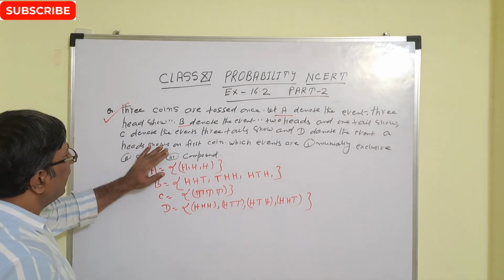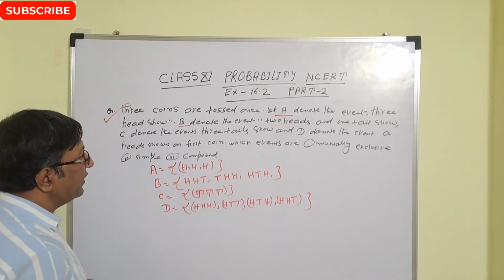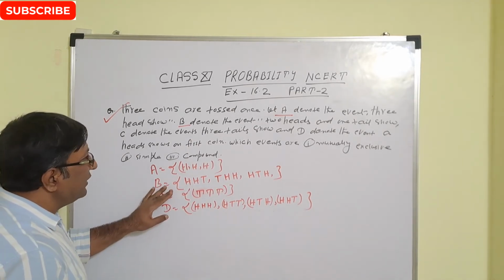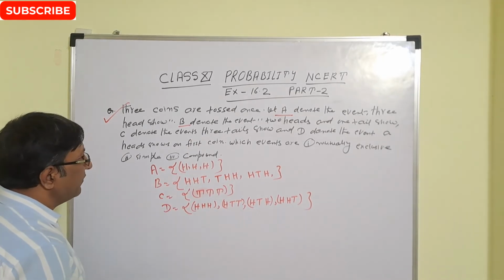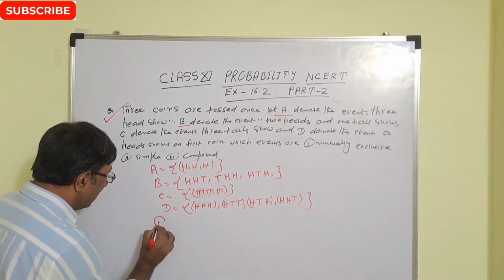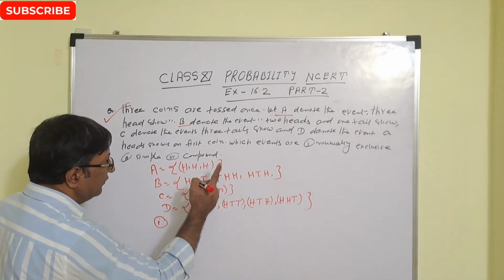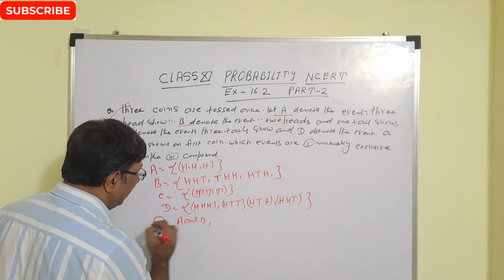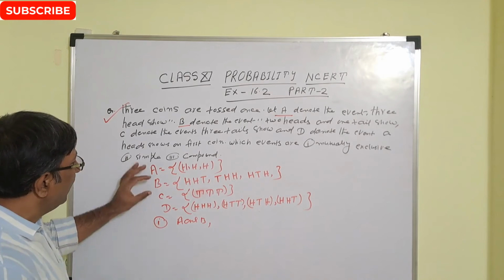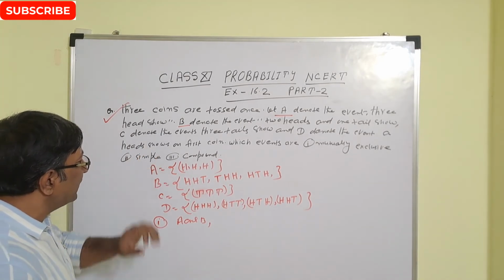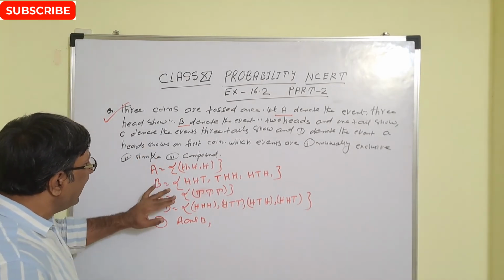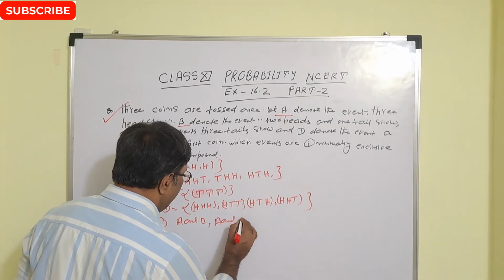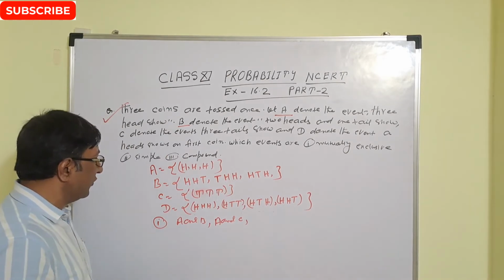So here a head shows on first one. Which events are mutually exclusive? Now you see A and B have no common. So A and B are mutually exclusive. So A and B, because A and B have no common, these are mutually exclusive. Again you see A and C. So A and C also mutually exclusive.